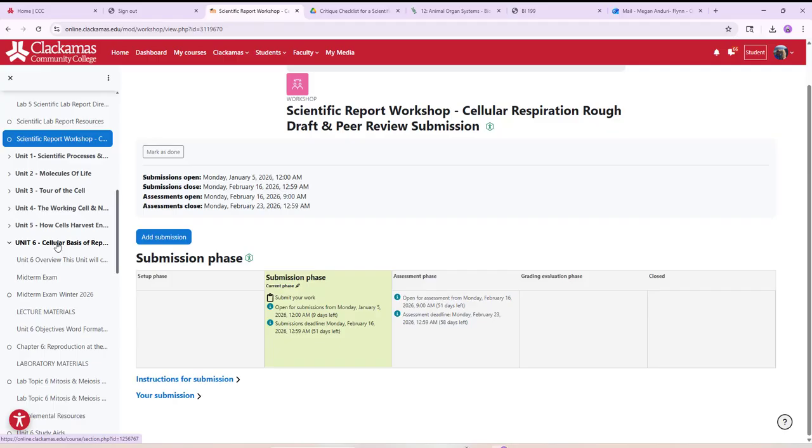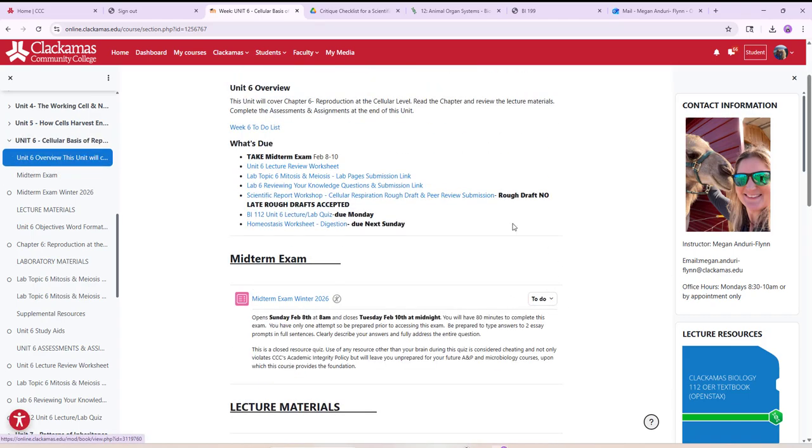So again, it says here, no late rough drafts. I always get students asking, can I submit it Monday night? No, you can't, because I need to open this up for other students to peer review, and I can't wait on yours, because what if somebody needs to do their homework Monday night? Everybody's schedule is different. Some students have a different schedule than you. They need to do their homework earlier in the week because they work the rest of the week, or they have whatever going on.